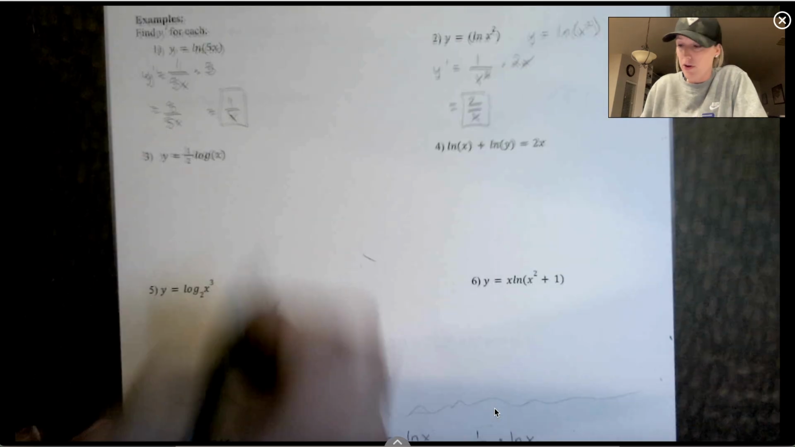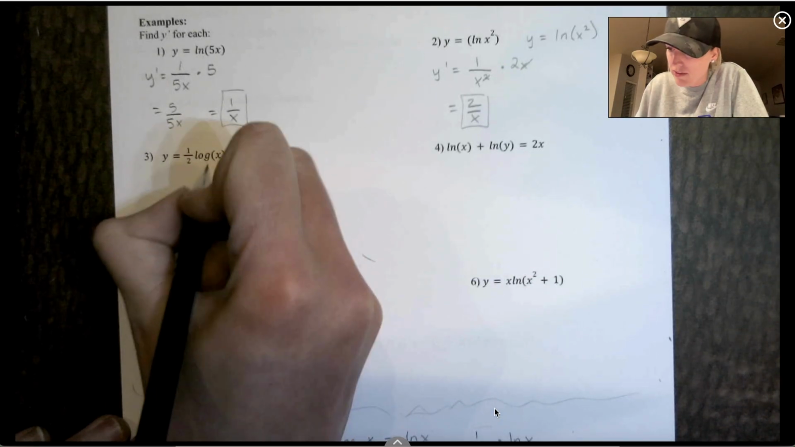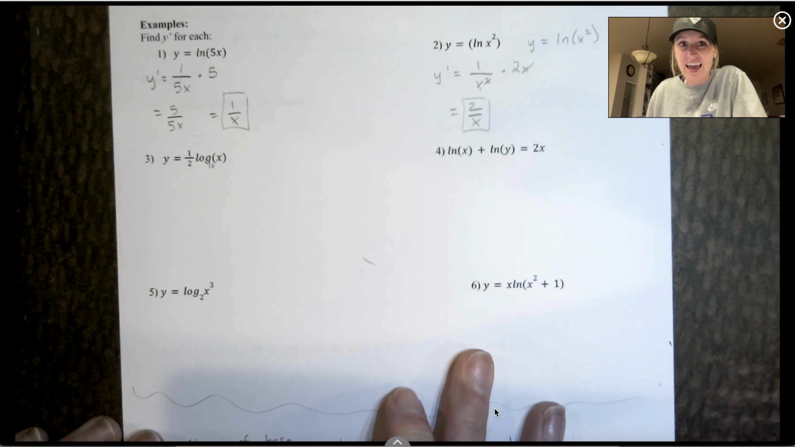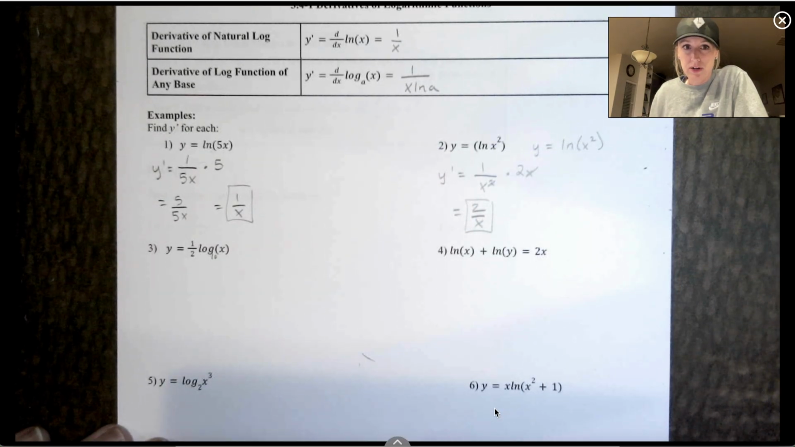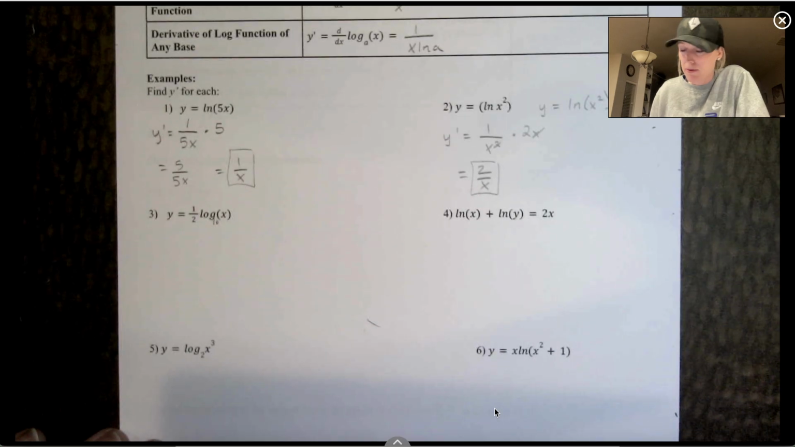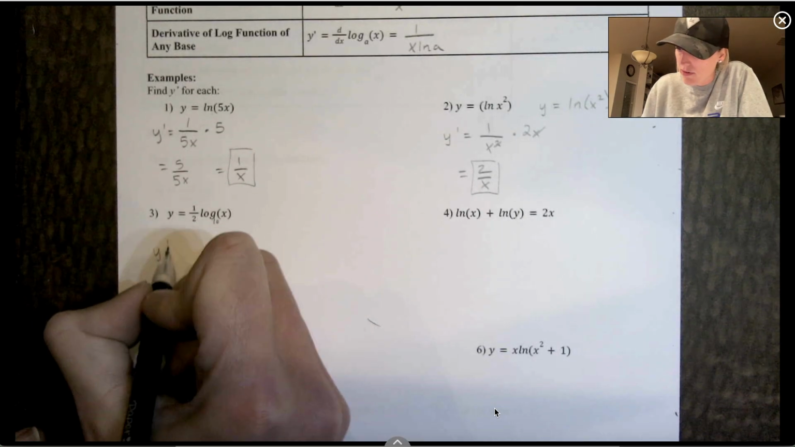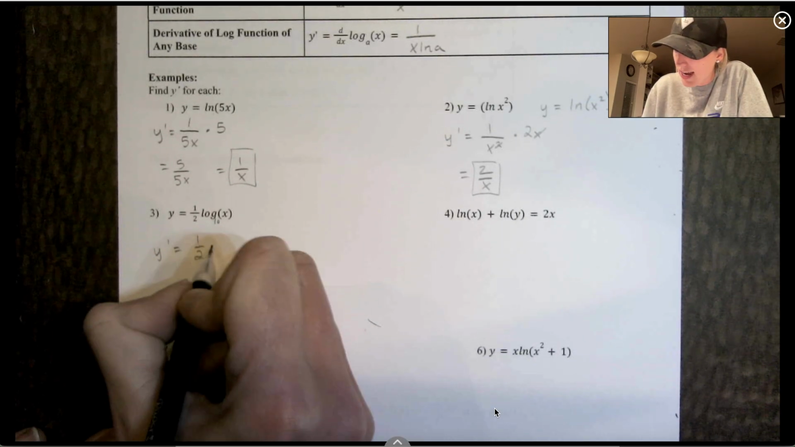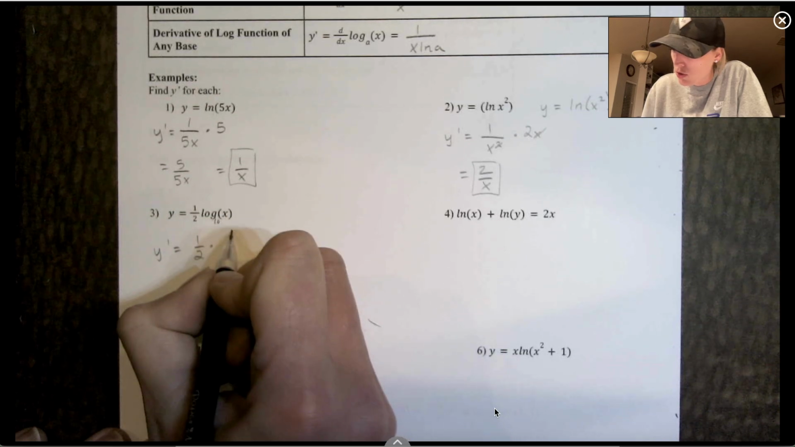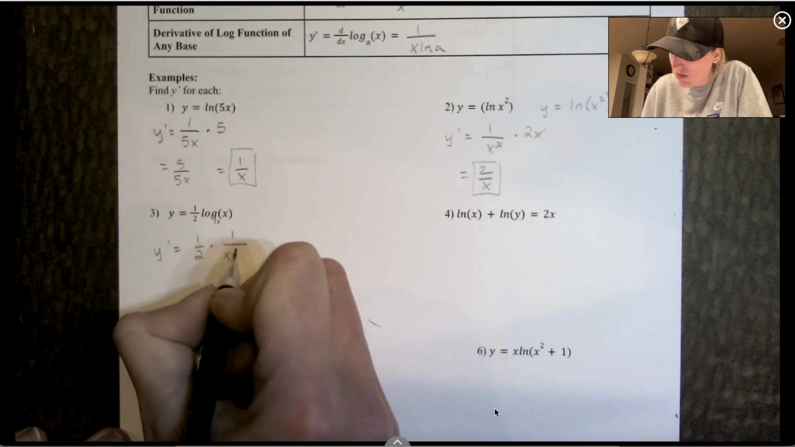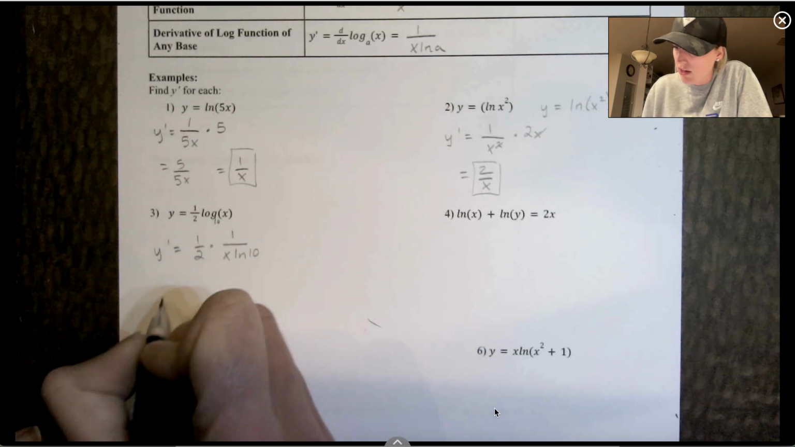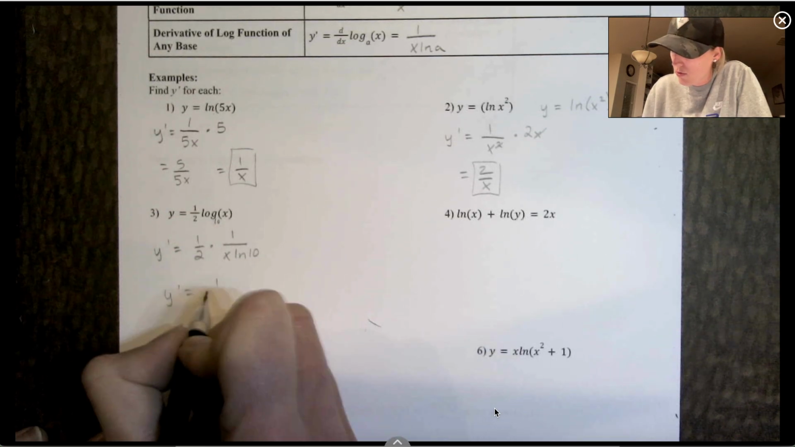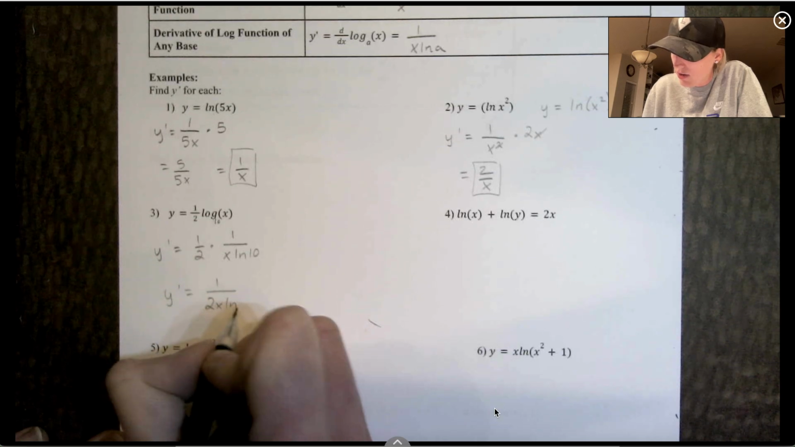All right, so this is our common log, so this is base 10. So this is like the a here. The 1/2 is just a constant multiple, so when I take the derivative, it's just going to be 1/2 times the derivative of this, which is 1 over x times the natural log of the base, which for us is 10. Again, I can write that as one fraction: 1 over 2x natural log of 10.